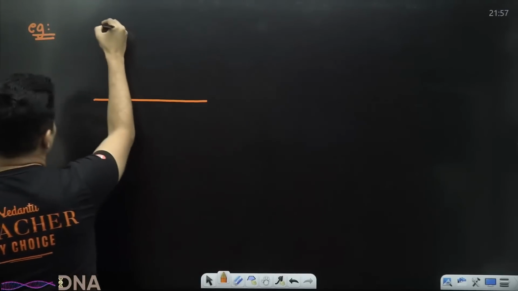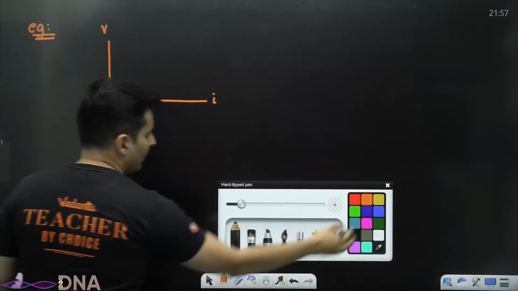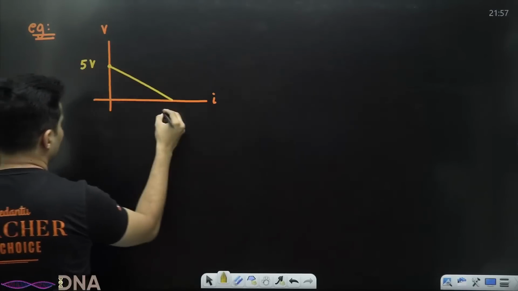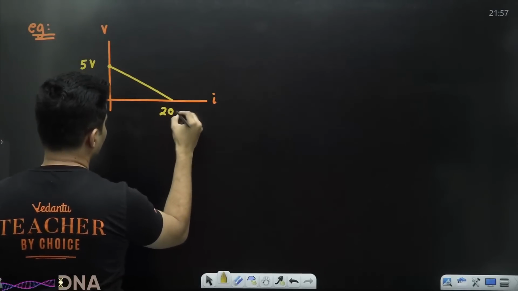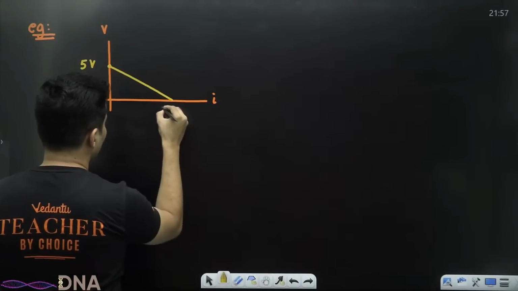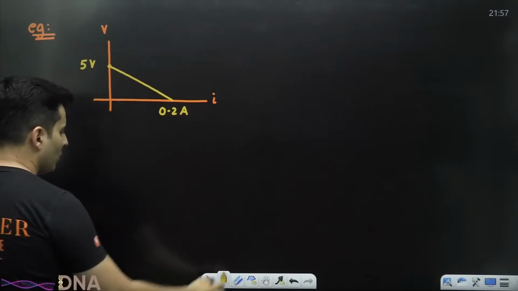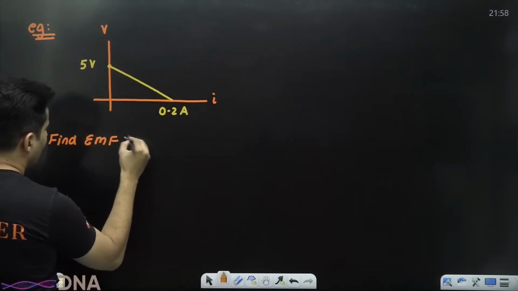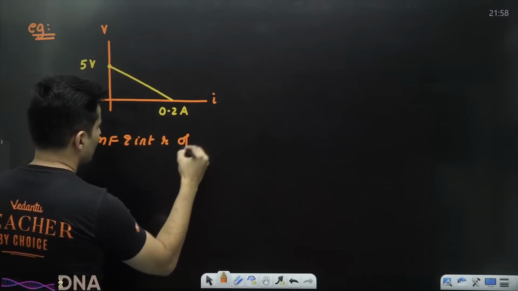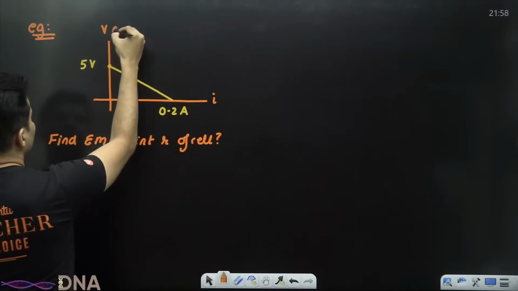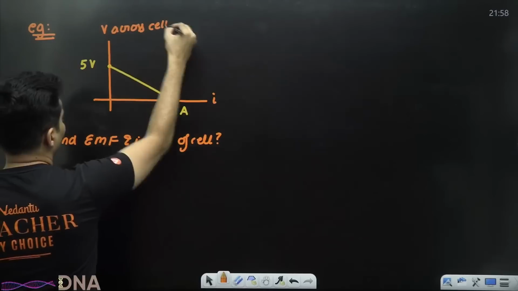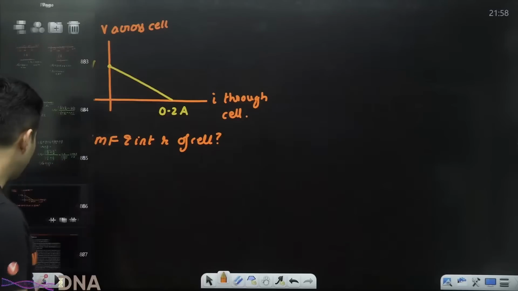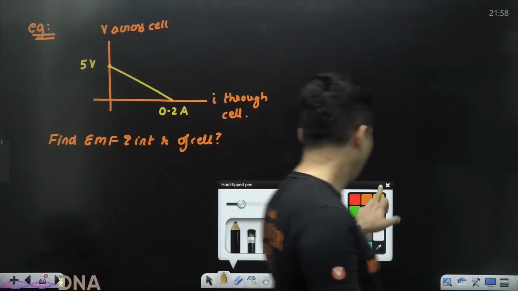There is a graph given. This is voltage, this is current, and the graph looks something like this. This is 5 volts. This is, sorry, basically 0.2 ampere. The question is, find the EMF and internal resistance of the cell. This is voltage across the cell. This is the current through the cell. Let's see if you can figure this out.